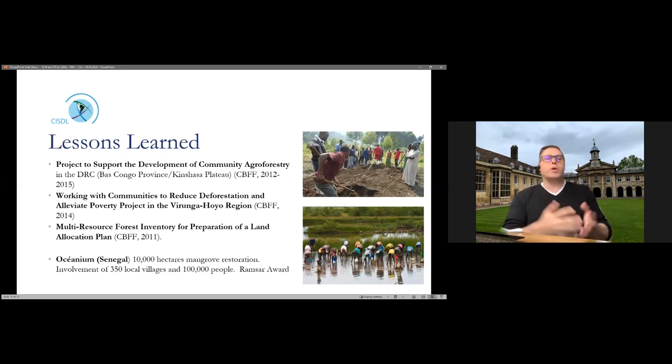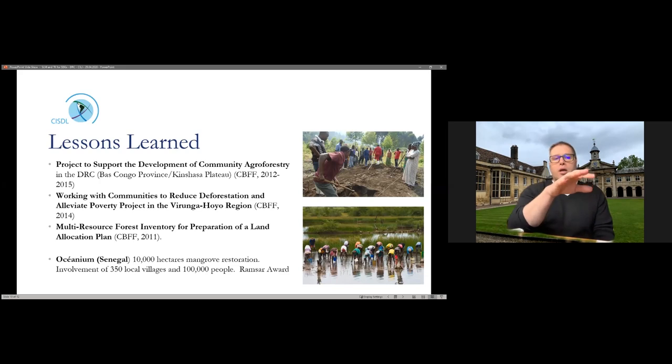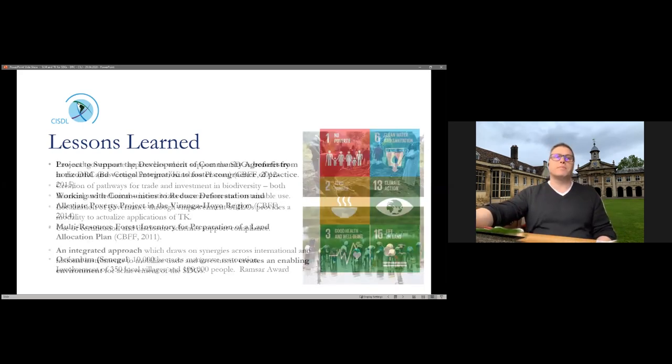The one that I always like drawing attention to is the Oceanium project in Senegal. While it's not in DRC, it's quite exemplary because it took a localized approach, engaging over 350 communities, roughly 100,000 people, to reforest a mangrove roughly the size of Paris. And it's been invested in for over 20 years, and they get guaranteed Gold Standard certified carbon credits out of it. So it creates a cyclical income for the community.